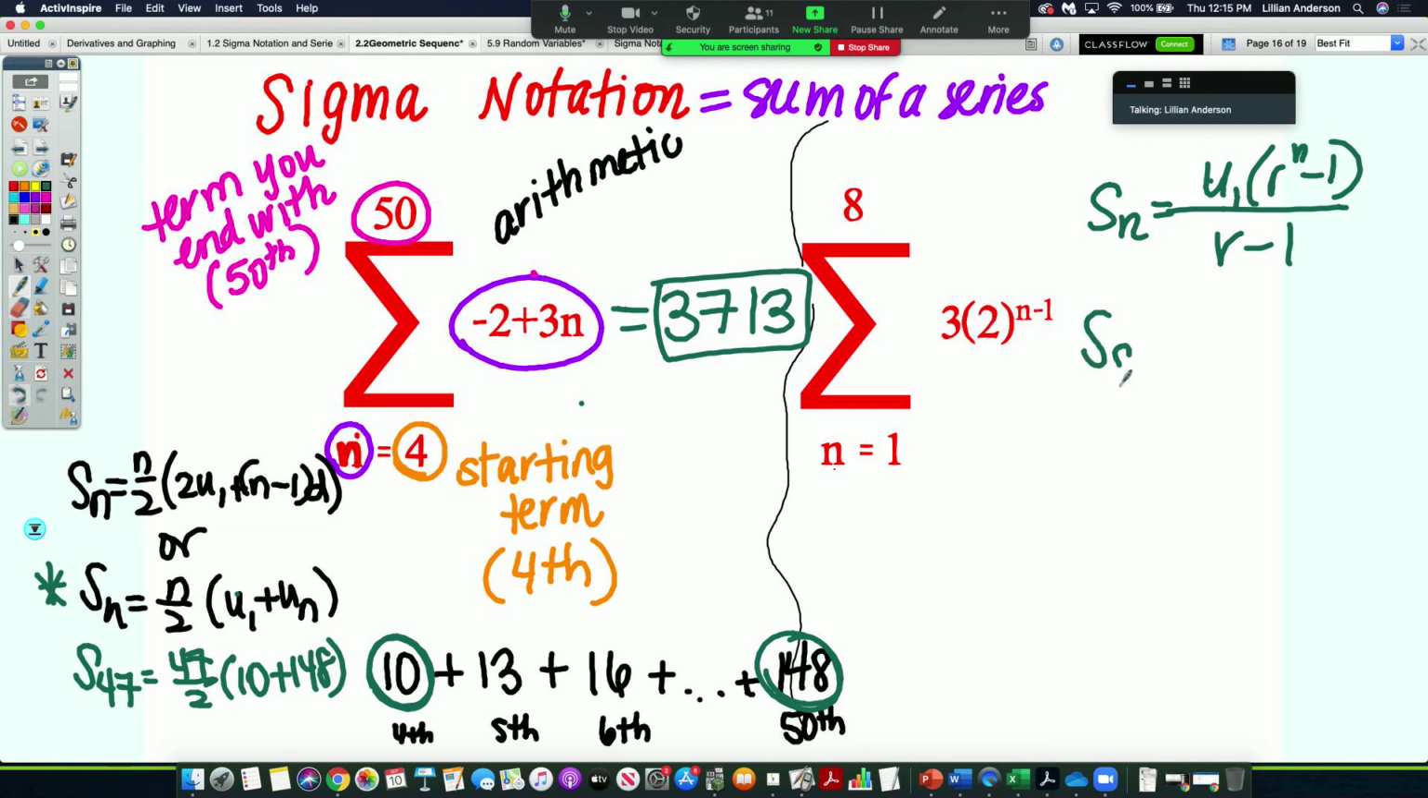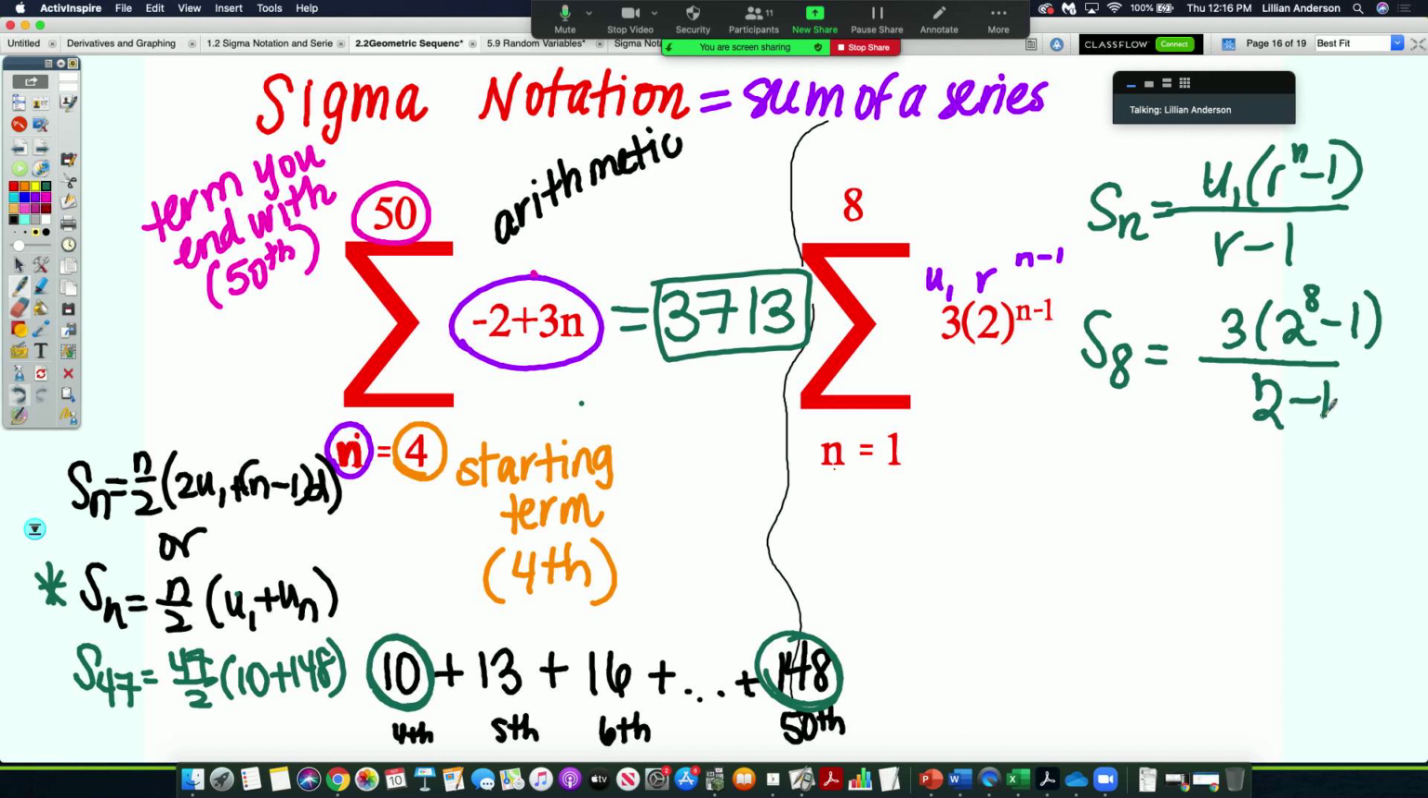So this would be S sub 8 equals, I need my first term. If this is the explicit formula, I should already know my first term because it's U1 times R to the n minus 1. What's my first term? 3. What's my ratio? 2. And I already know that n is 8.